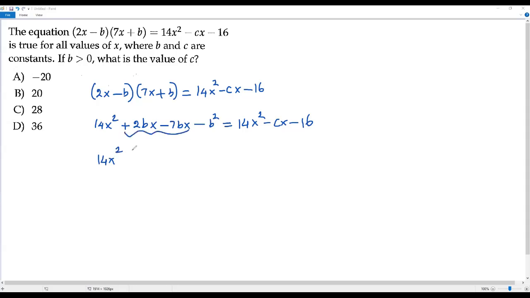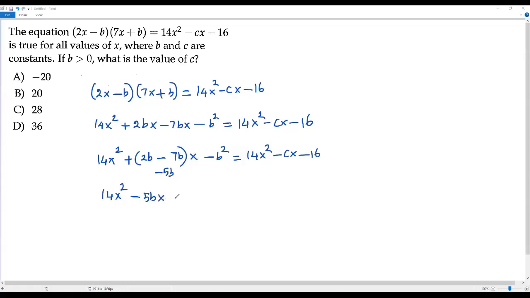In the middle two terms, we find x in common, so x can be factored out. If x is factored out, I have 2b left in the first term and negative 7b left in the second term, times x. That simplifies to negative 5b, so we have 14x² − 5bx − b² = 14x² − cx − 16.